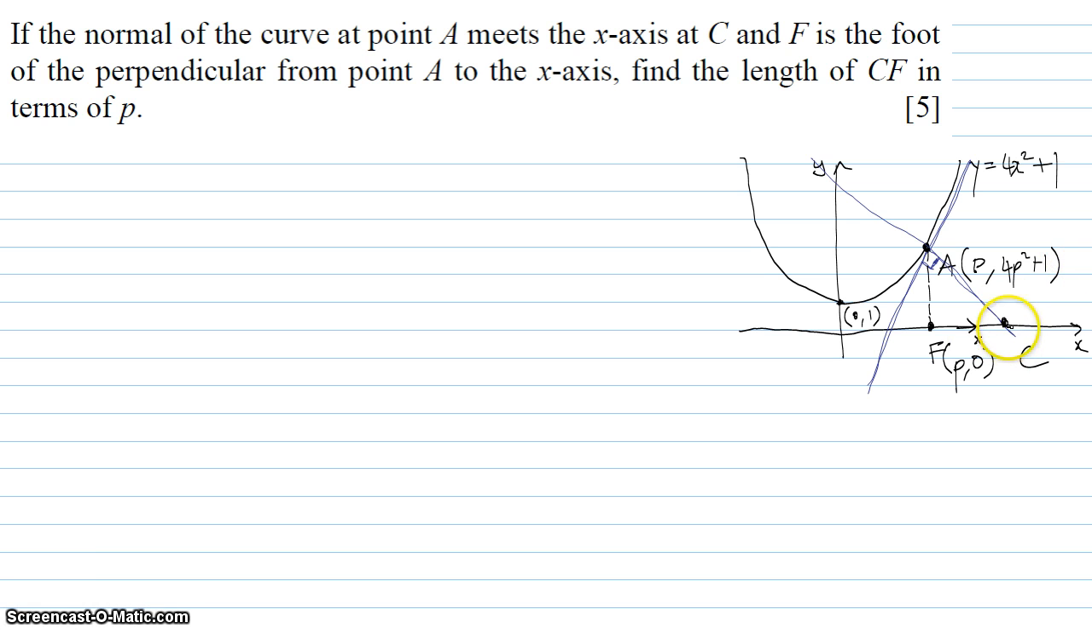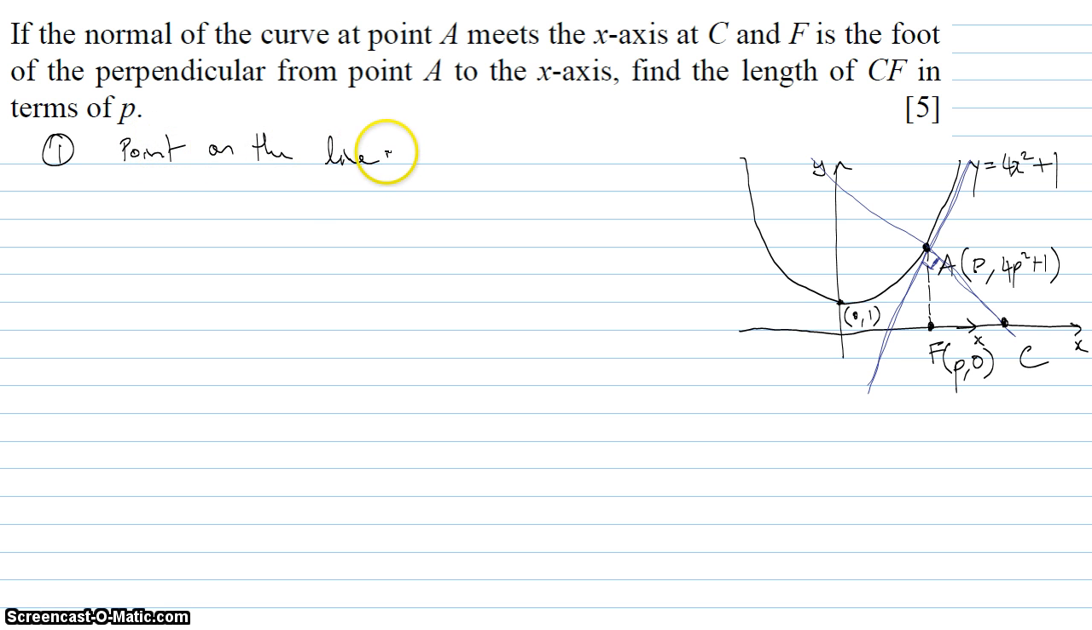What about C? Well, C is the x-intercept of the normal line. So to find C, I'm going to need to find the equation of the normal first. Okay, that's not too bad, because the normal is just a straight line. So because it's a straight line, I need two things. Firstly, I need a point on the line.